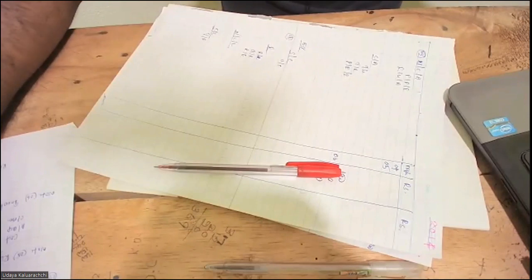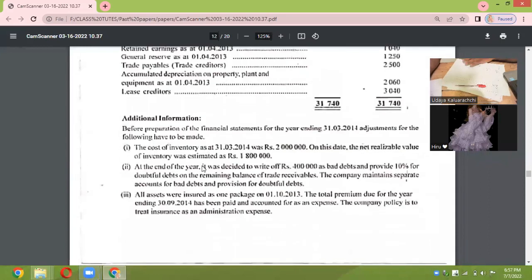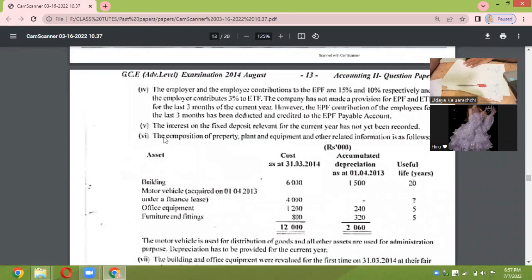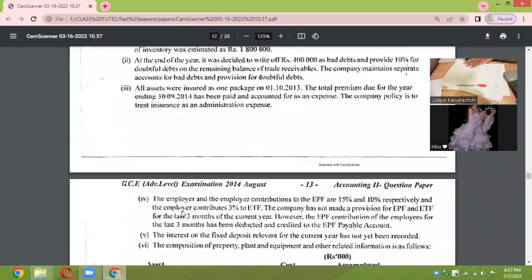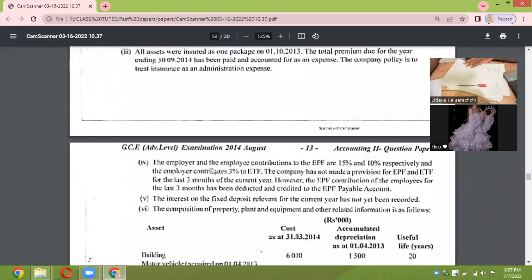Then adjustment number 4, EPF. The employer and the employee contributions to EPF are 15% and 10% respectively. And the employer contributes 3% to ETF. Then the company has not made a provision for EPF and ETF for the last 3 months.